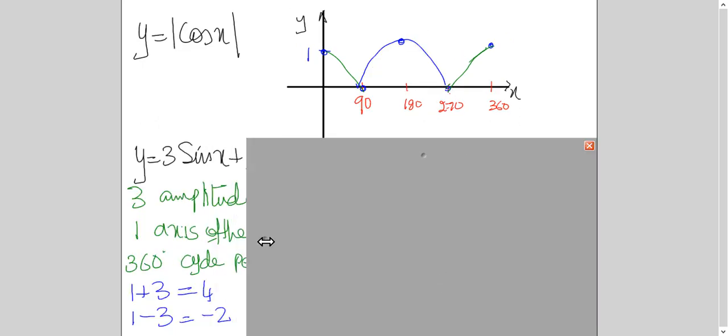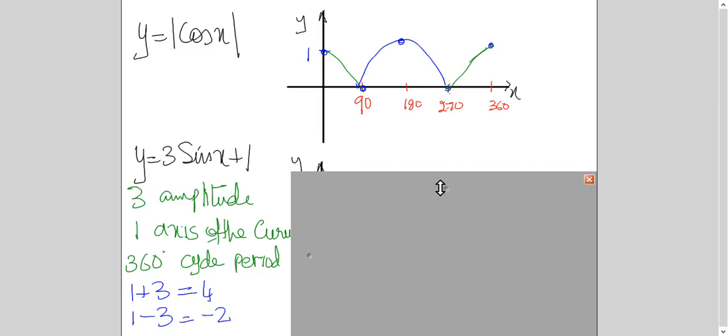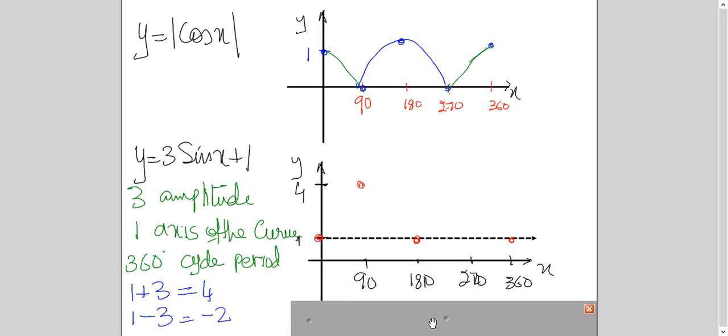Now after that, you have to sketch y equals 3 sin x plus 1. Now again, we know this gives us amplitude. This number gives us the axis of the curve, which is also called the principal axis. And if we add 1 plus 3, we get the maximum point. If we subtract 1 minus 3, we get the minimum point. So all this I have explained in my sine sketching video. You can see it in the description, link in the description. So now let me explain here.